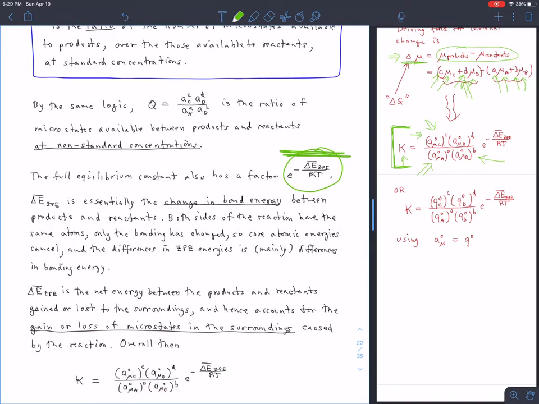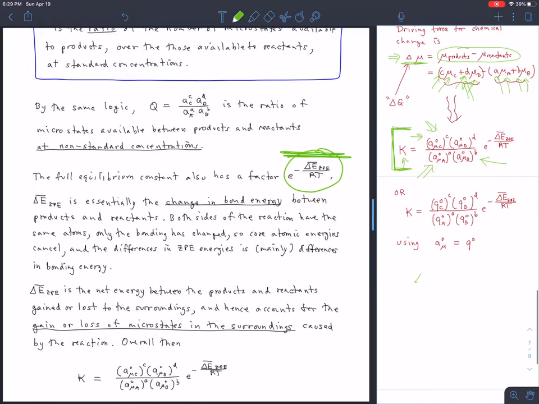Let's see why that's doing that. What this quantity delta E ZPE is doing is measuring the change in energy that took place during reaction, and that energy had to either be absorbed from the surroundings or put out into the surroundings. The surroundings either gained that much energy or lost that much energy, depending on the sign of delta E here, right? If delta E is negative, then that's energy lost by the system and gained by the surroundings.